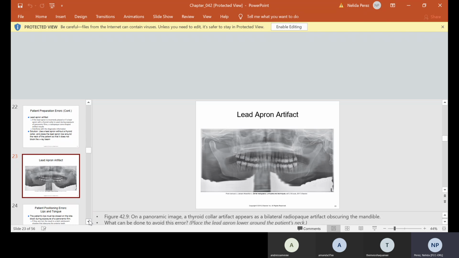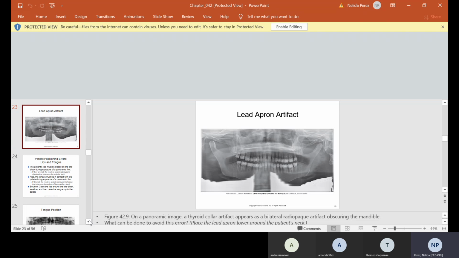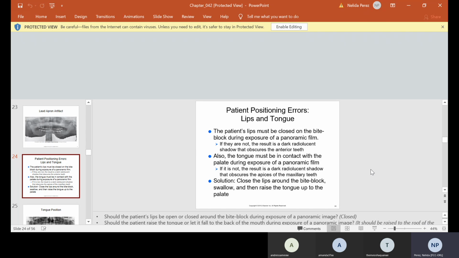You know, believe it or not, most people don't even use a lead apron on the panel because it's so quick and the radiation is so low that nothing's going to happen. Now, to make the patient feel more comfortable, yes, we do use a lead apron, but try to remember again, one without a thyroid collar. Lips and tongues, patient positioning errors.